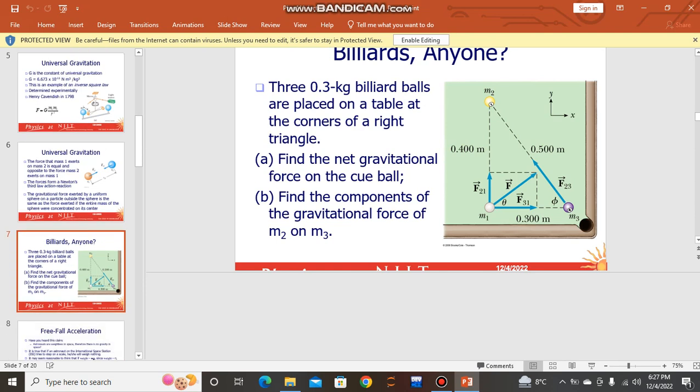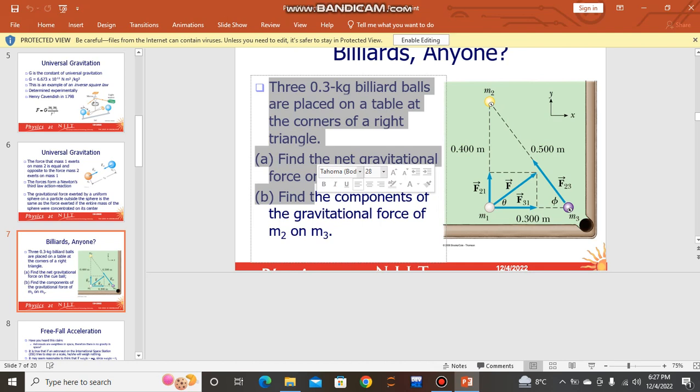Billiards: three 0.3 kg billiard balls are placed on a table at the corners of a right triangle. Find the net gravitational force on the cue ball. Find the components of the gravitational force of M2 on M3.